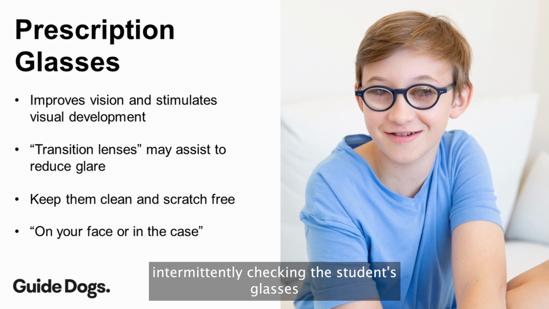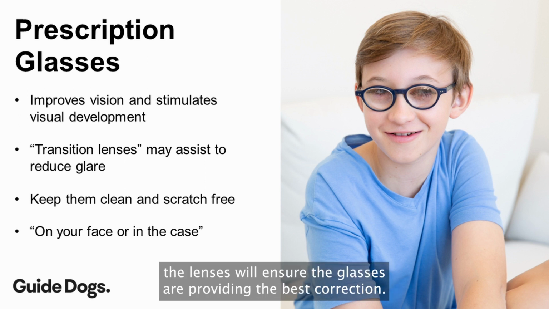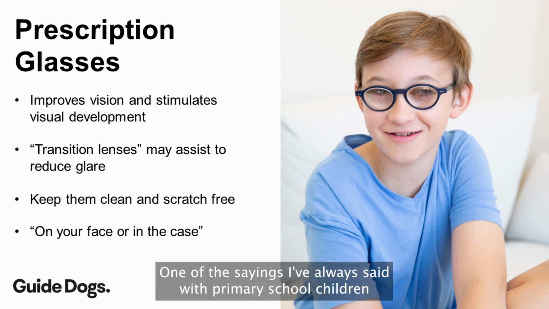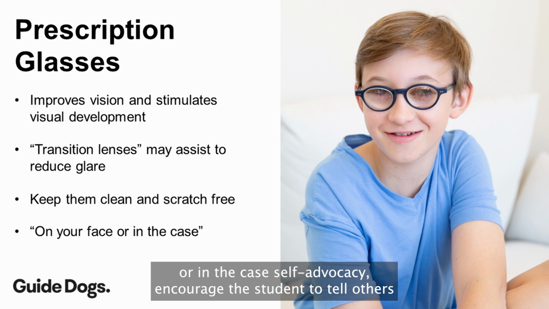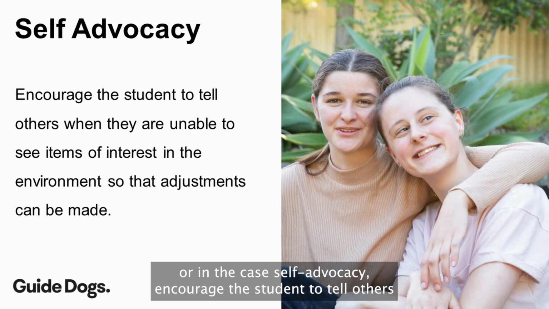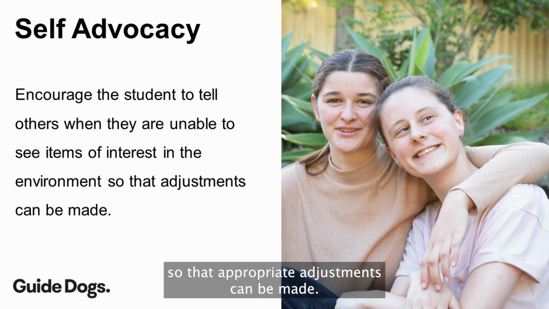Intermittently checking the student's glasses and encouraging them to look after the lenses will ensure the glasses are providing the best correction. One of the sayings I've always said with primary school children is, put your glasses on your face or in the case. Self-advocacy. Encourage the student to tell others when they are unable to see items of interest in the environment so that appropriate adjustments can be made.